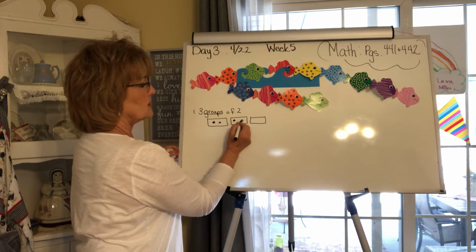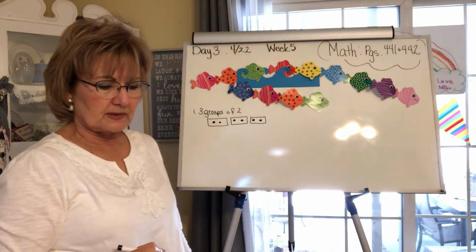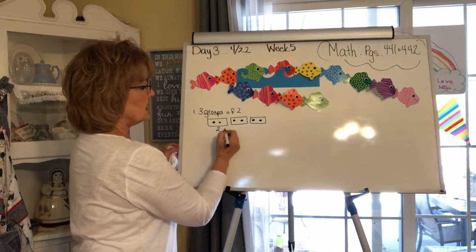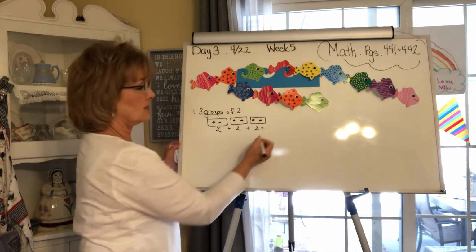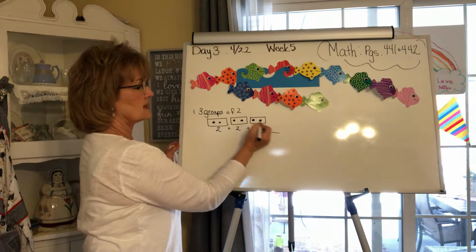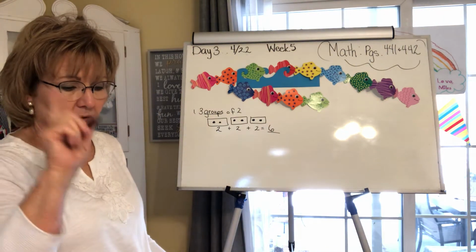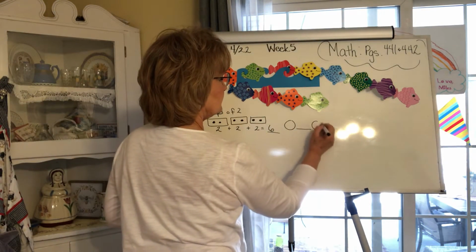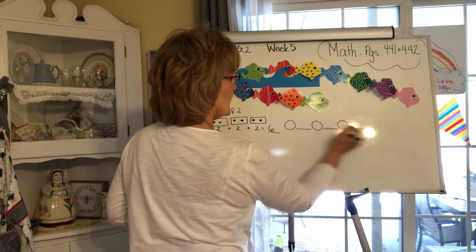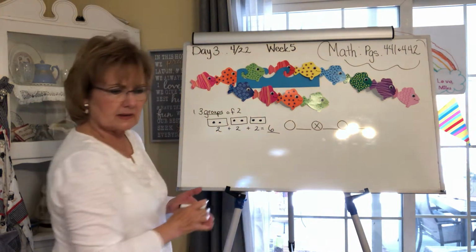So give each one 2 dots. 3 groups of 2, and that's the same thing as saying 2 plus 2 plus 2 equals, right? 2, 4, 6. But since they're all the same number, there is a handy little thing called multiplication, and it goes like this. Whoops, did I do that right?